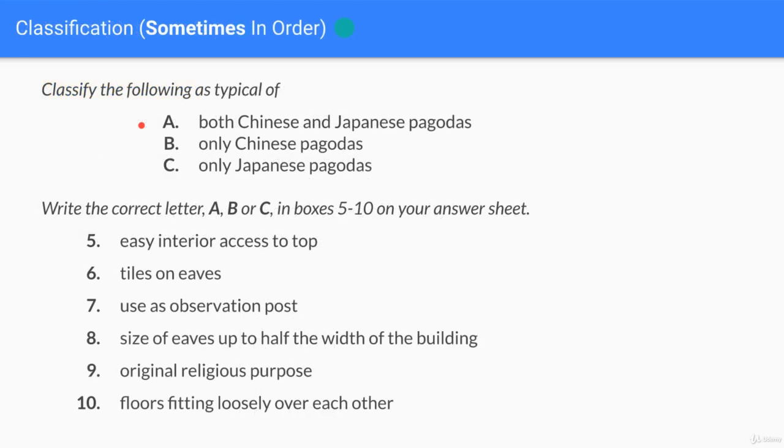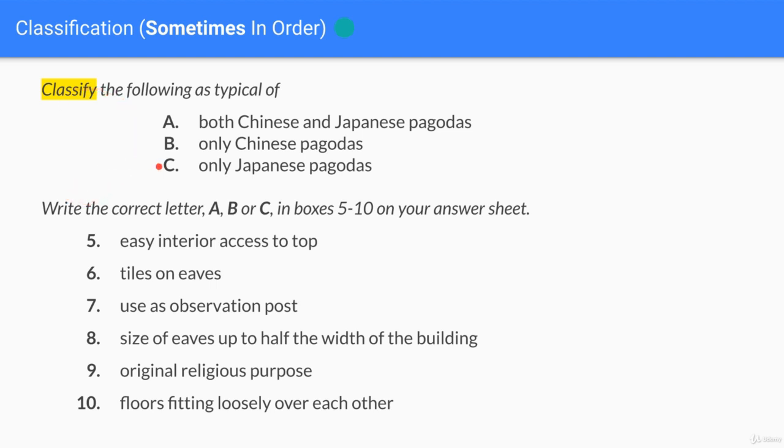Next up, we have classification. This is sometimes in order, and it is also an easy question. Most of the time, this is not going to be in order, and you should not count on it, but very rarely classification questions can be in order, but usually they're not. In this question, you simply have to classify information. This is again just another variation of the multiple choice question type.